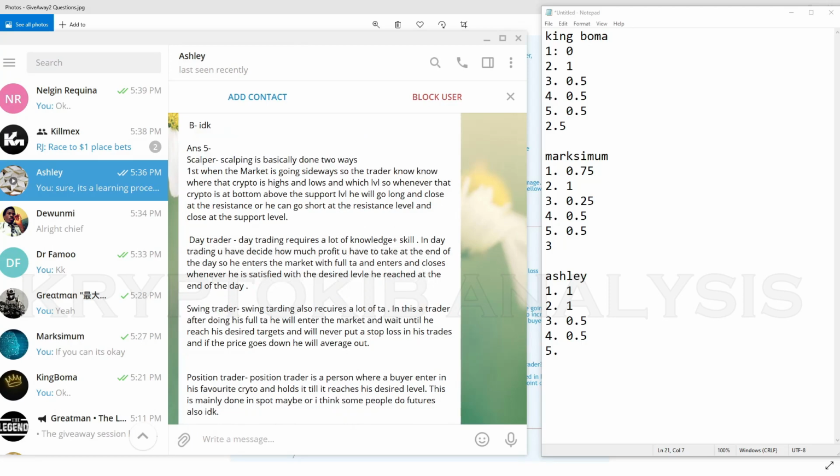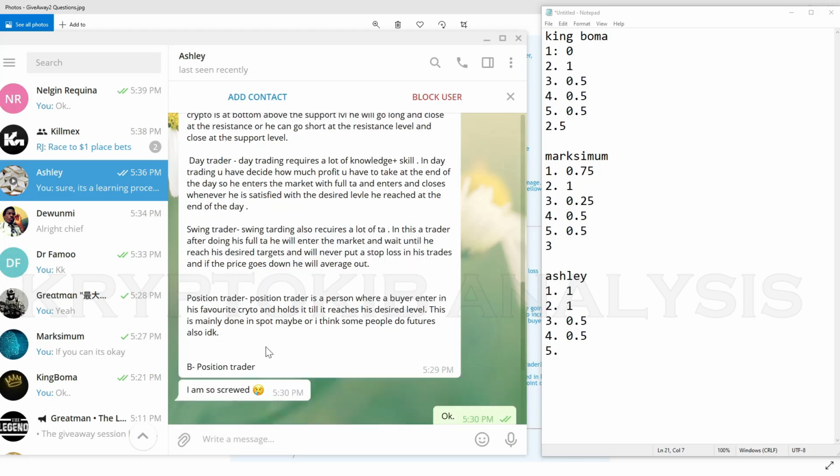Then swing trader. Swing trading also requires a lot of TA. In this, a trader, after doing his full TA, will enter the market and wait until he reaches his desired targets. And he will never put a stop loss. Wow. That's also wrong.